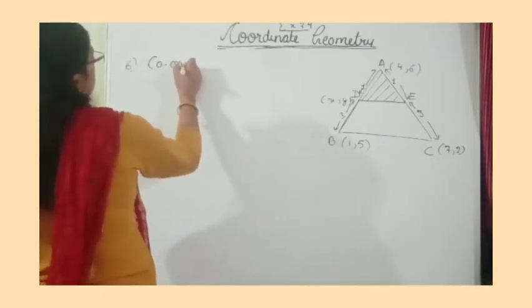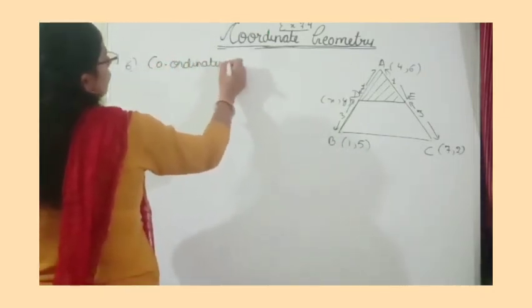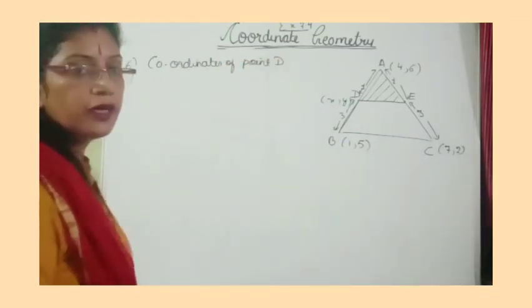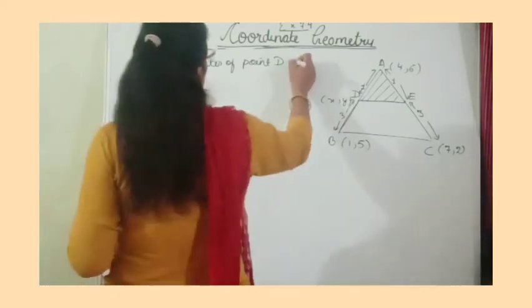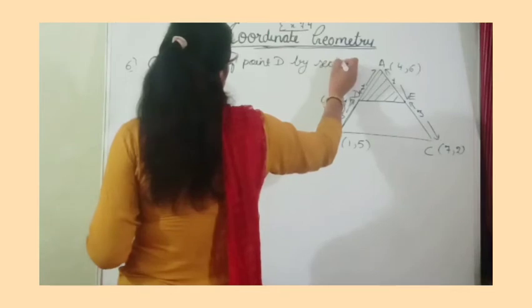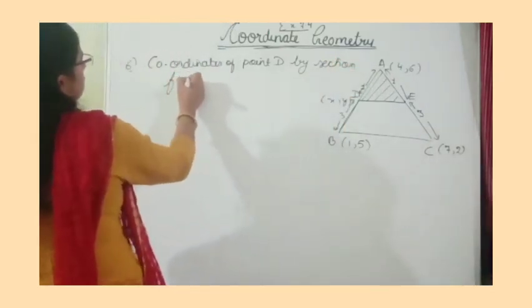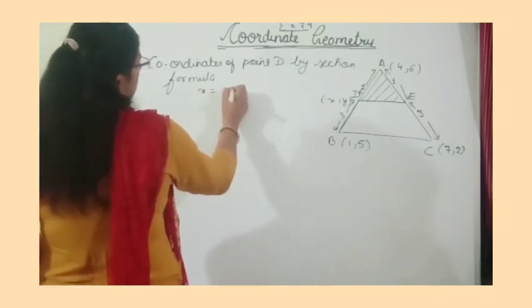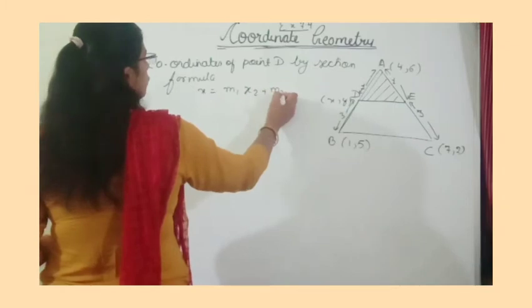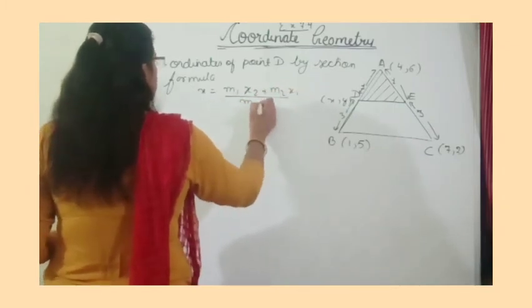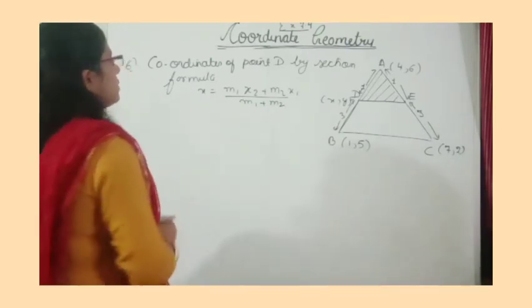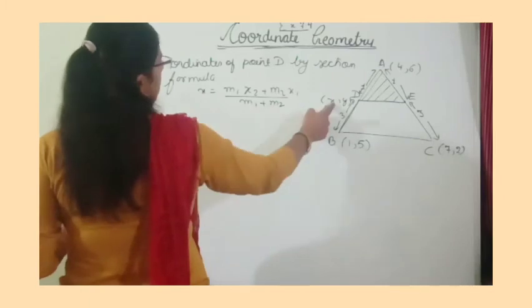So by the section formula, the coordinates of point D. Now you know the section formula. What is the x coordinate? m1x2 plus m2x1 divided by m1 plus m2. So these are the coordinates on the x-axis. Therefore what will be the x of point D?